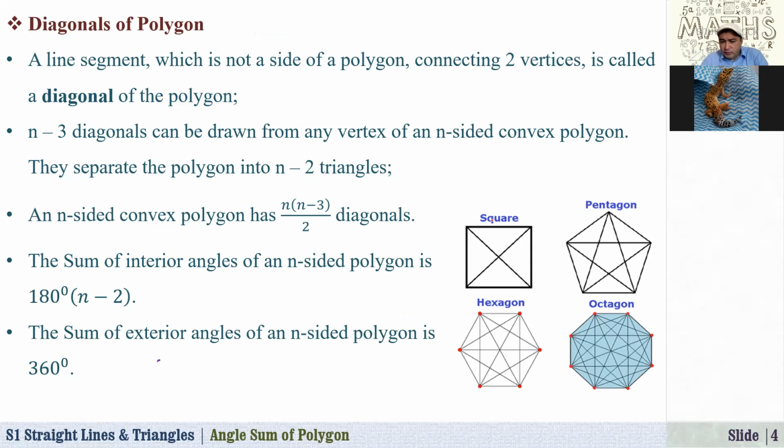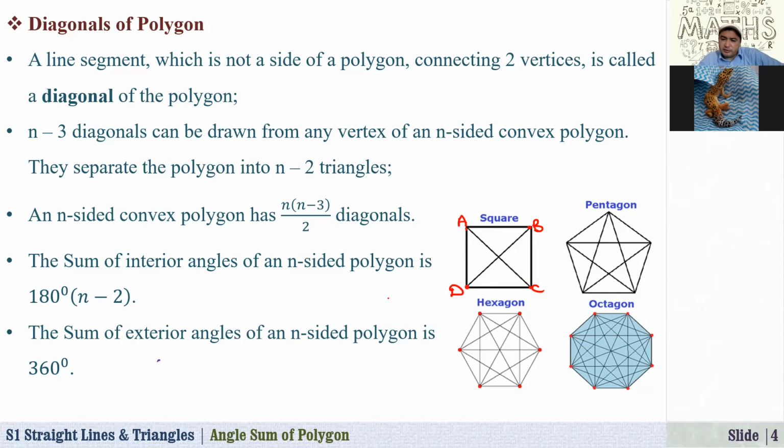For example, if you look at this square, let me just label them. This one is A, and this is B, and this is C, and D. Side AB and BC, they are adjacent because they are sharing a common vertex. And side BC and CD also, they are adjacent. And side DC and AD also, they are adjacent sides.